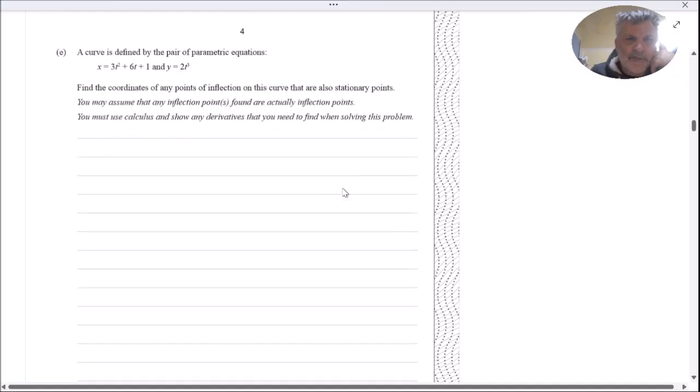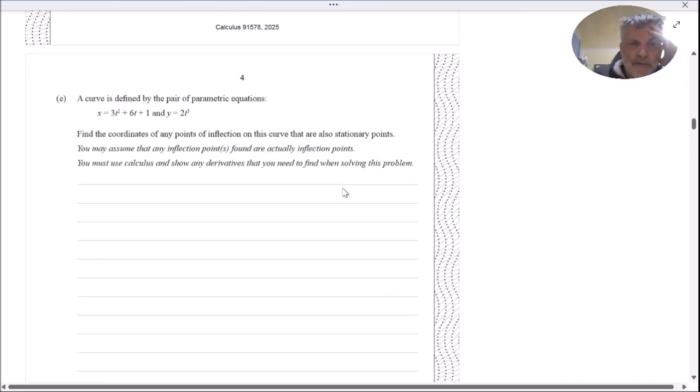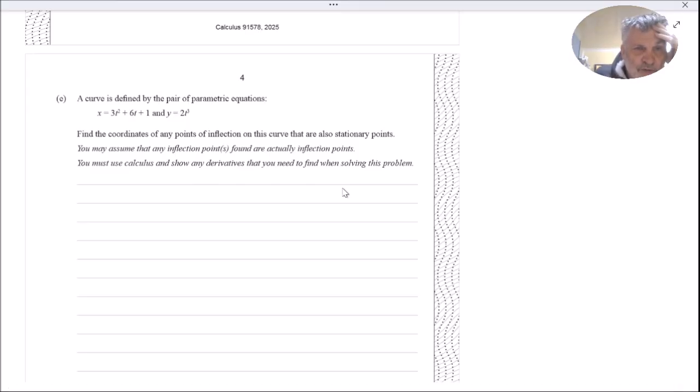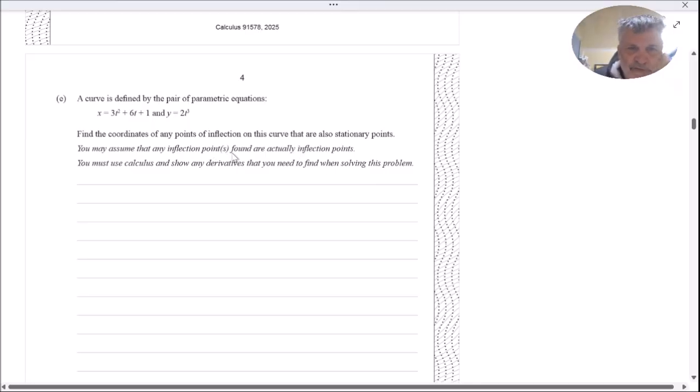Part E, question 1. A curve is defined by the pair of parametric equations. So we've got two equations there. Find the coordinates of any points of inflection on this curve that are also stationary points. You may assume that any inflection points found are actually inflection points. You must use calculus and show any derivatives that you need to find when solving this problem.